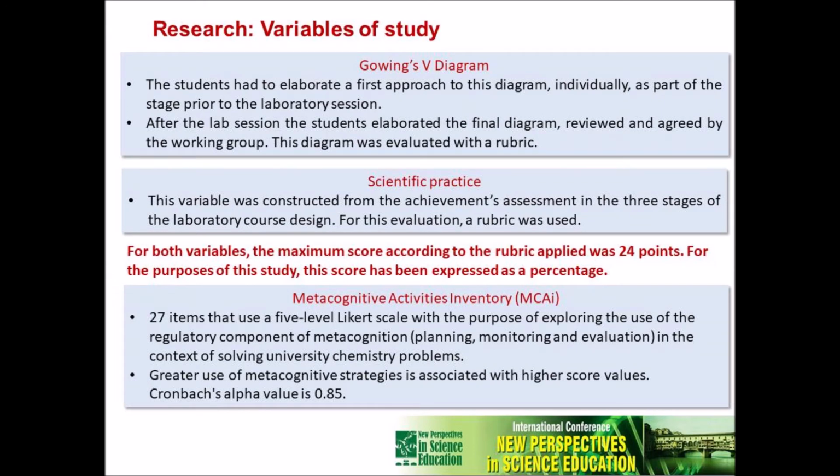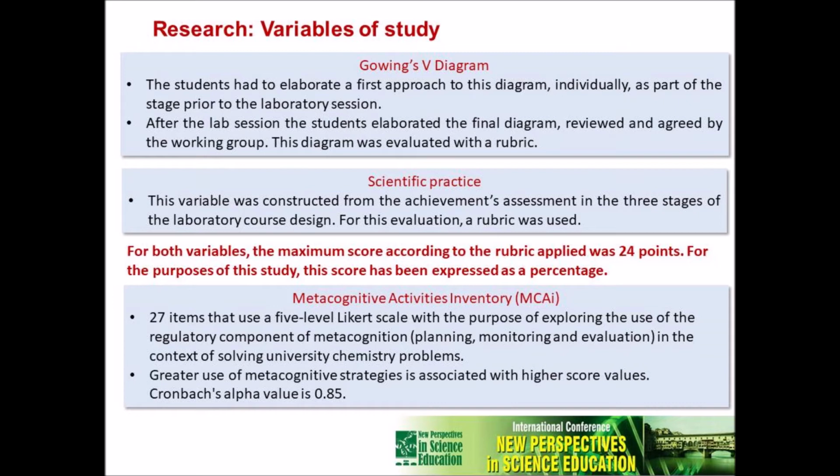3 variables were considered in this study. The first one, Gowin's V diagram. The students had to elaborate a first approach to this diagram individually as part of the stage prior to the lab session. After the lab session, the students elaborated a final diagram, reviewed and agreed by the working group. Both diagrams were evaluated with a rubric.